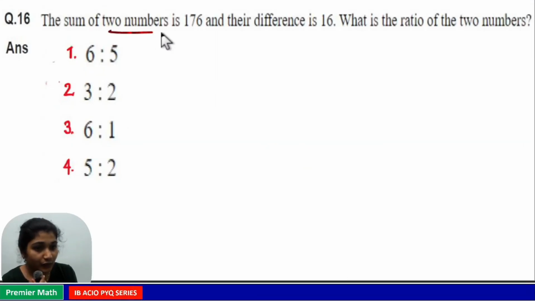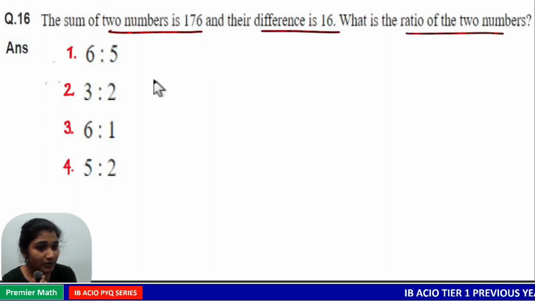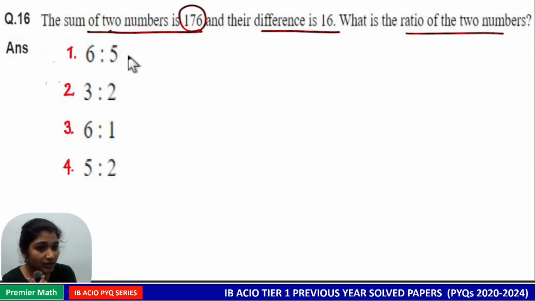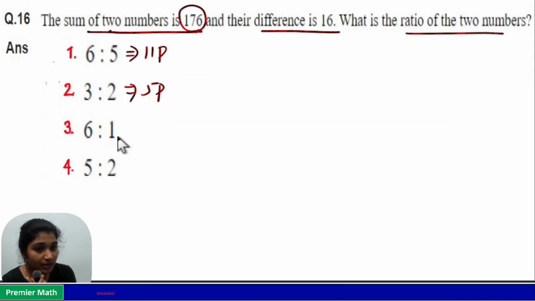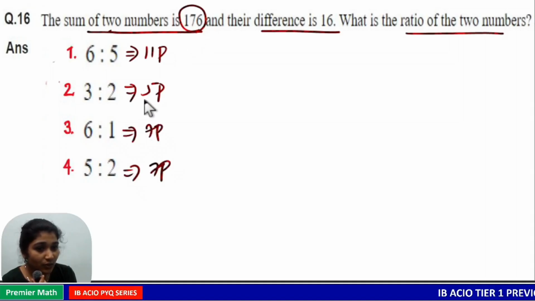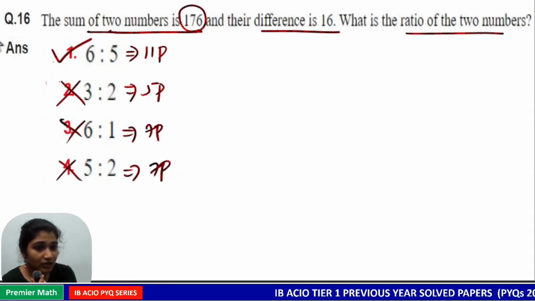The sum of two numbers is 176 and the difference is 16. What's the ratio of the two numbers? Here the actual sum is 176. Take the ratio sums. Here 6 plus 5 is 11 parts, and 3 plus 2 is 5 parts, and 6 plus 1 is 7 parts. Here also 5 plus 2 is 7 parts. Here 176 is not divisible by 5 or 7. So option 1 is your answer.